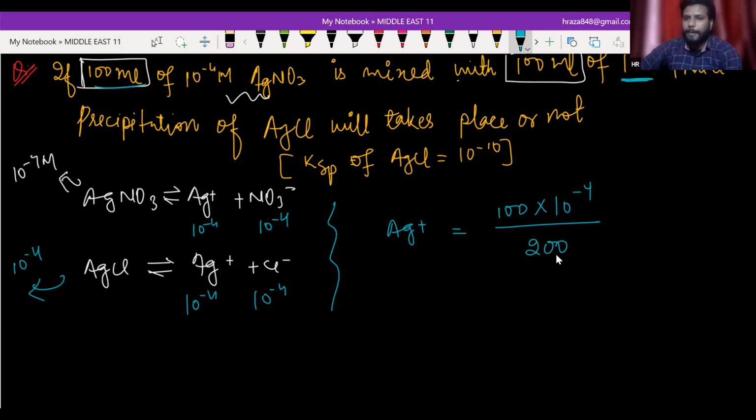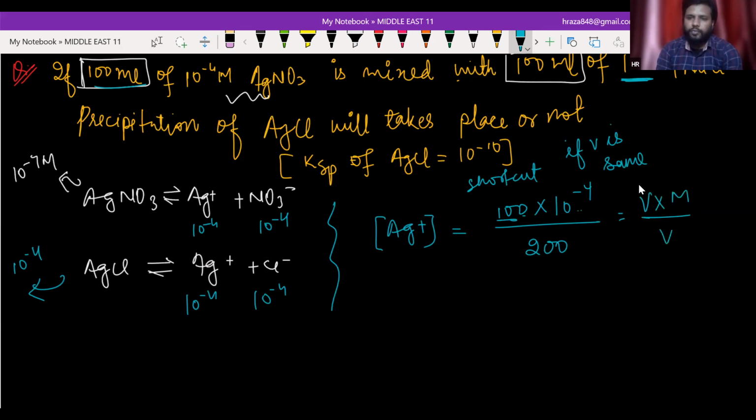Is this clear, everyone? Saif, this is the direct shortcut. If volume V is the same, then the concentration is equal to volume into molarity upon total volume, because volume into molarity gives the number of moles, and at the end number of moles divided by volume will be equal to molarity.